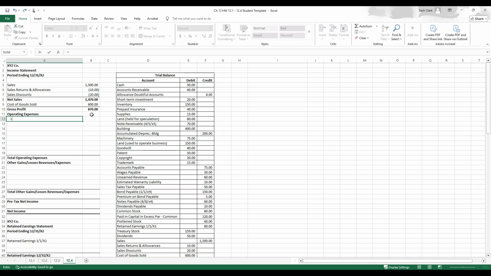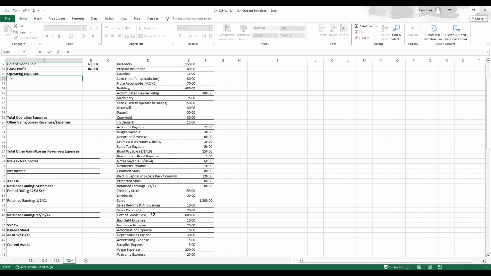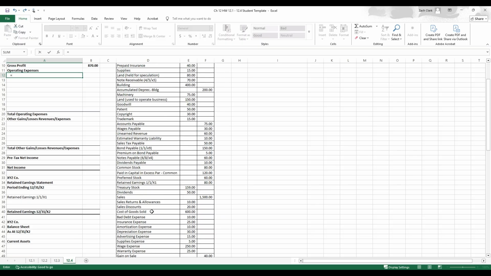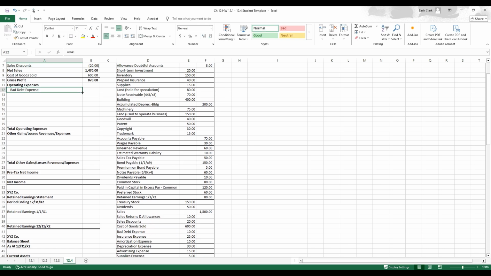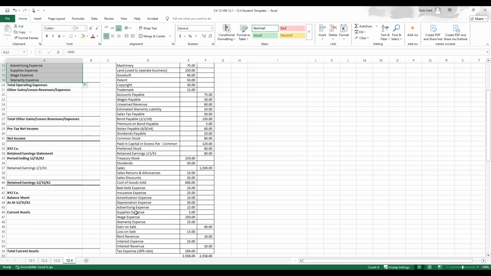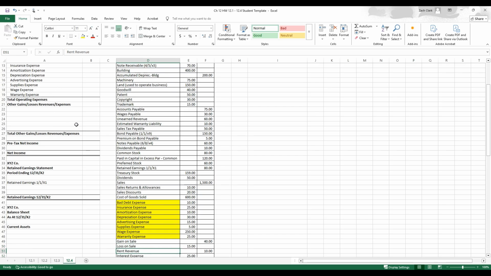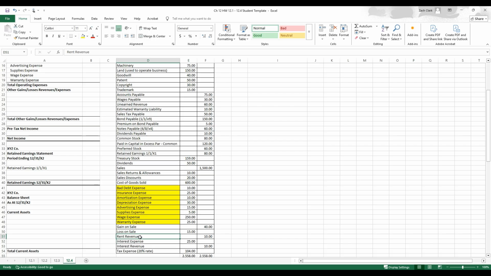Okay, now let's get down into operating expenses. One thing that's really nice about having a trial balance with operating expenses grouped effectively there is we can just link in to, say, for example, the bad debts expense as a starting point and just drag down to capture all the accounts here. And then we go into more of the other categories, so gains, losses, rent revenue.